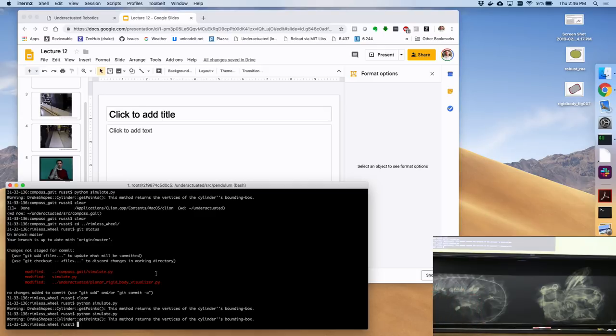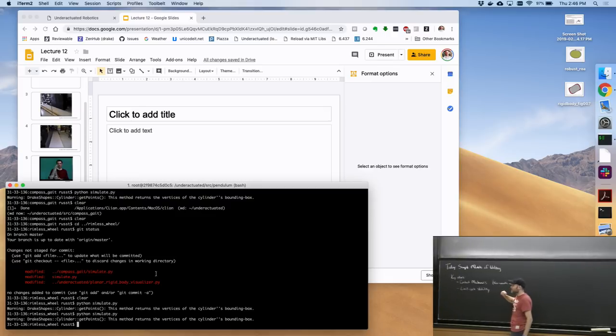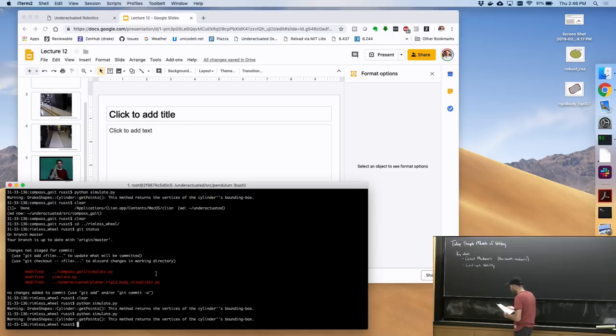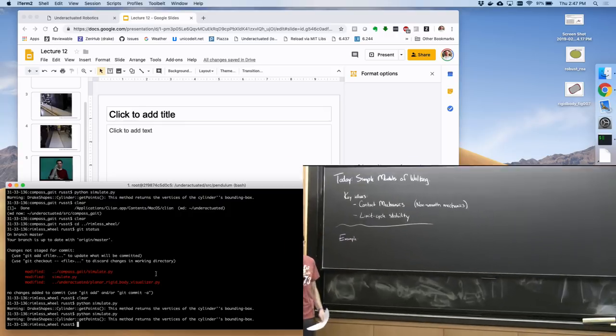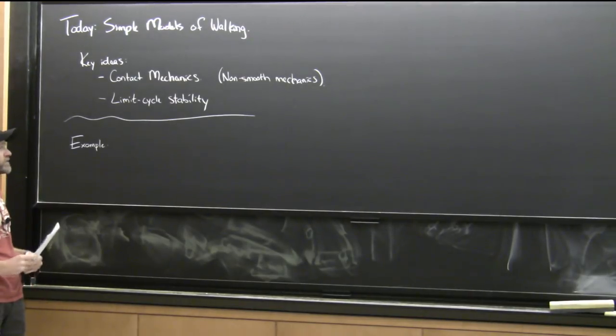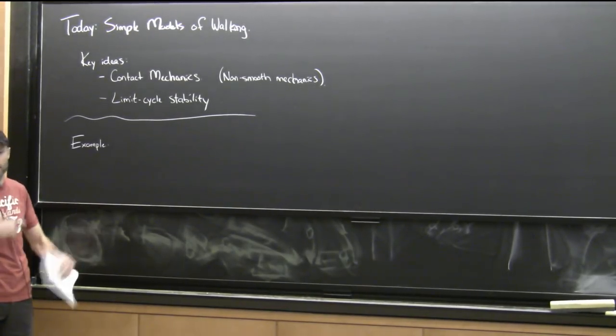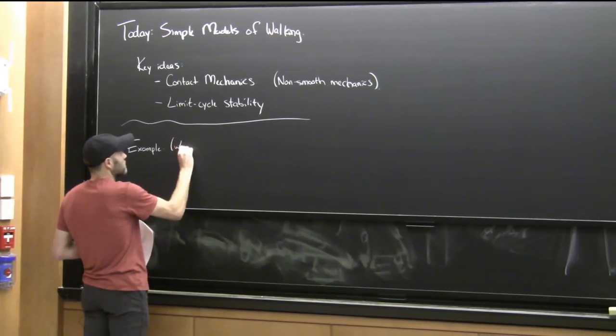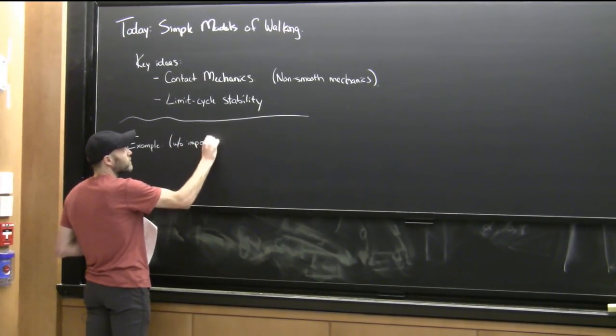Okay, so let's think first about limit cycle stability, and then we'll throw in some contact mechanics. So even before we get into the full rimless wheel, we could do limit cycle stability without any impacts. So take any sort of system that has a periodic solution, right? So one of the classical oscillators is the Van der Pol oscillator.